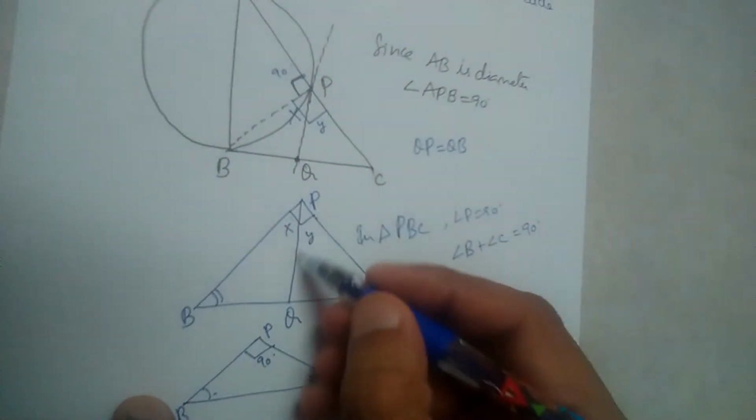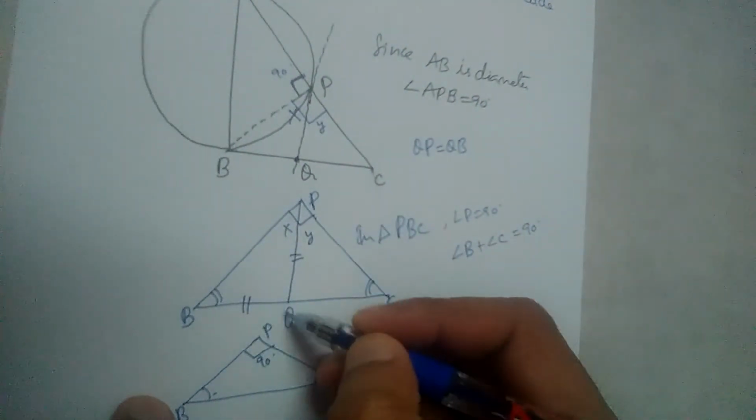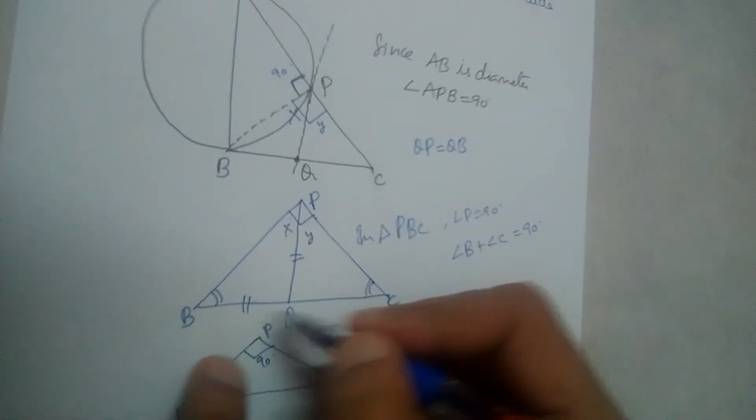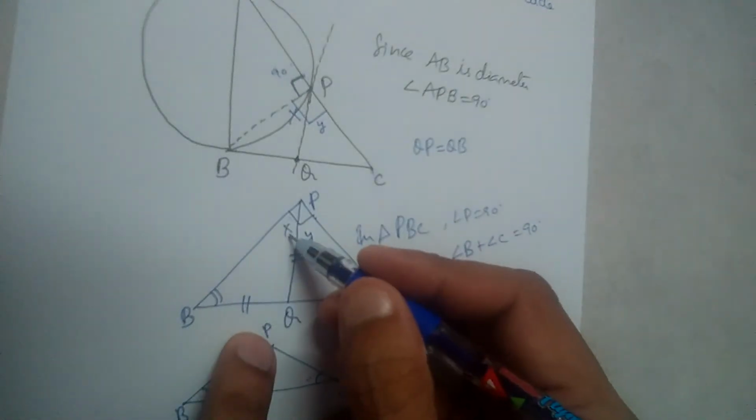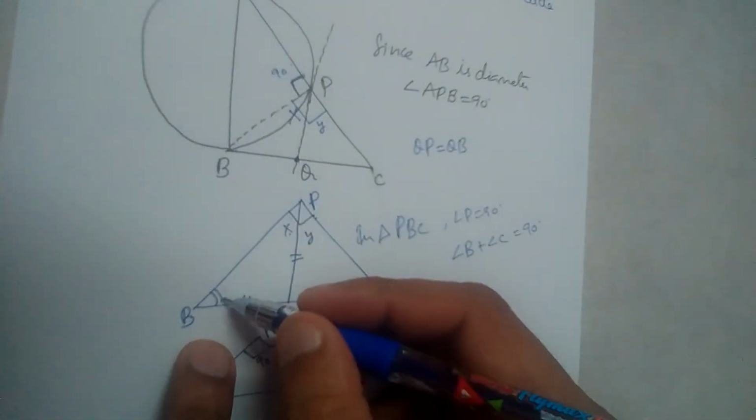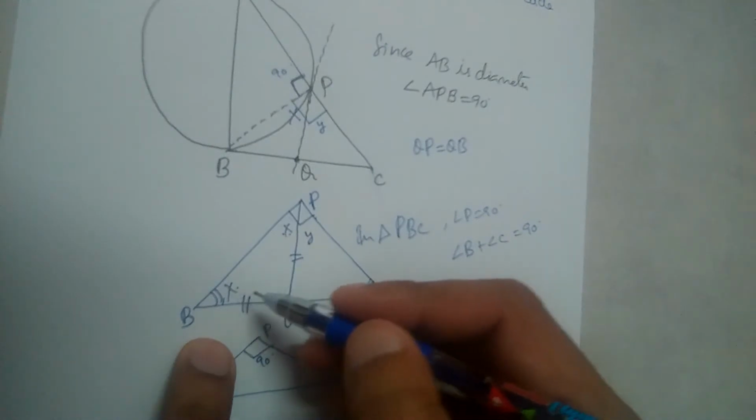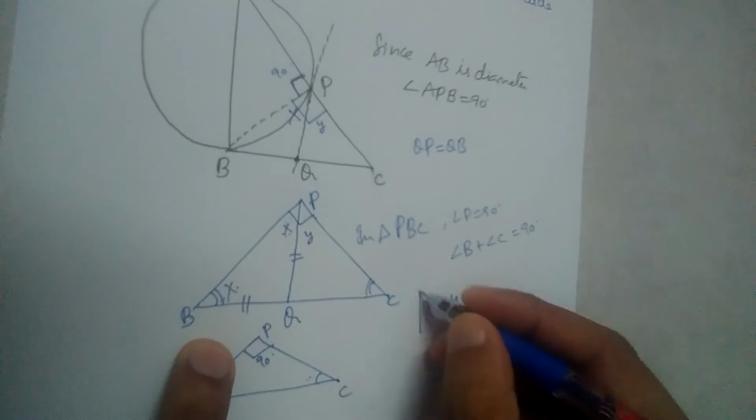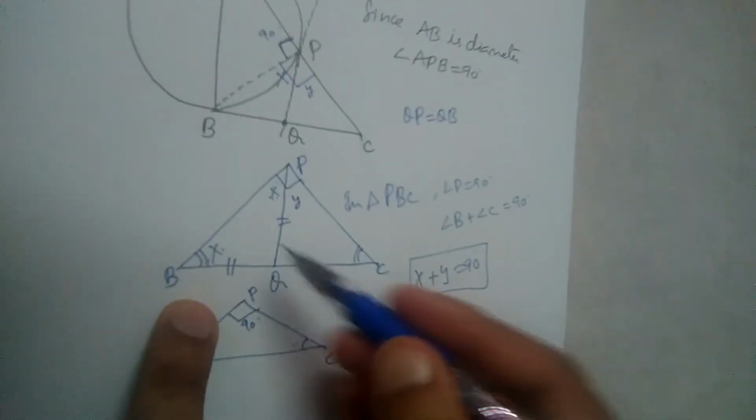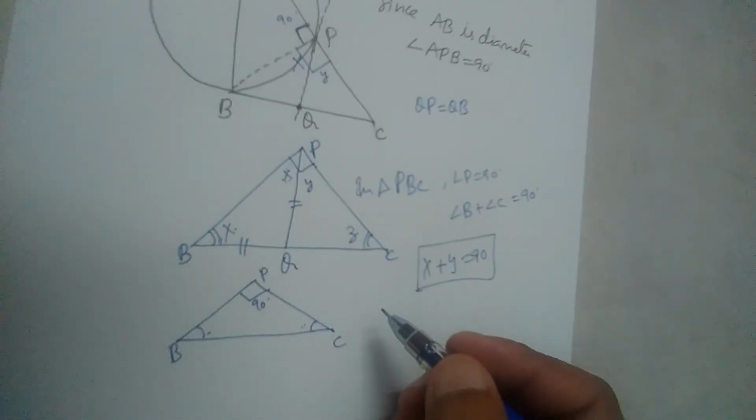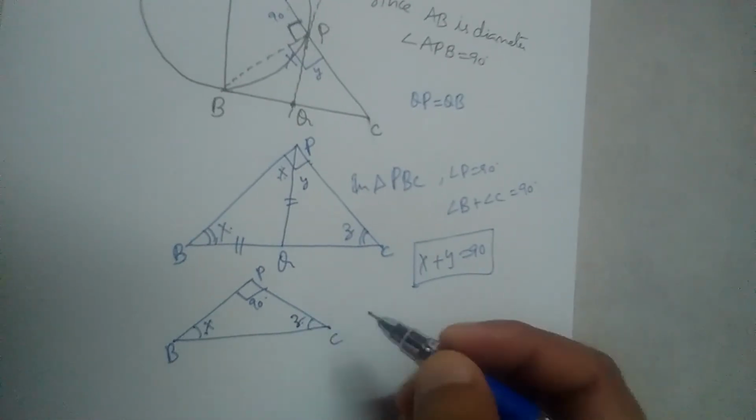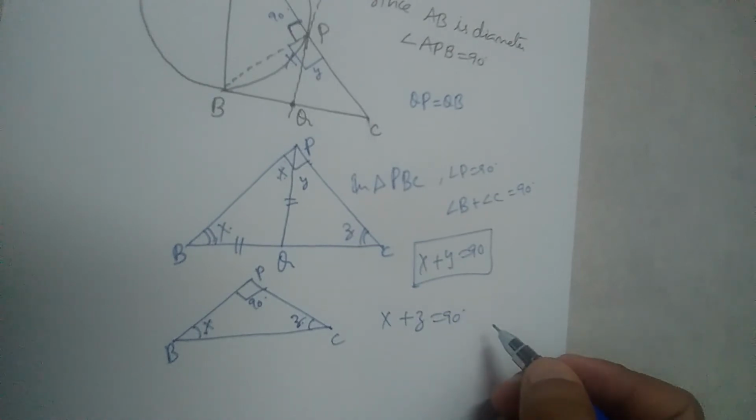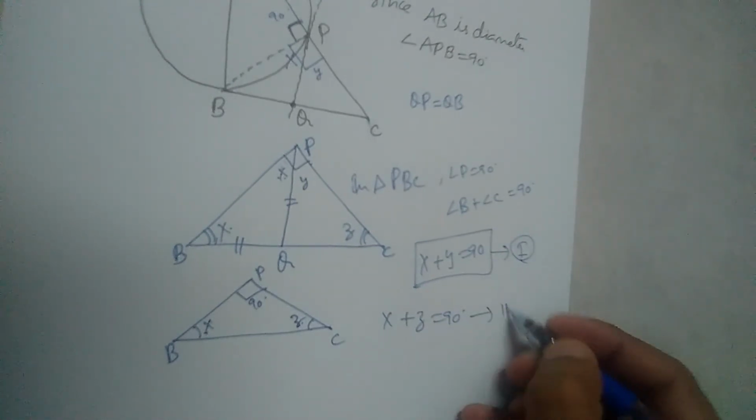So QP is equal to QB, which means their opposite angles will also be equal. Opposite angle of BQ is X. So opposite angle of PQ will also be X now. So this is X, this is X. This is X plus Y, 90. Let us write that X plus Y is equal to 90. Now let angle C be Z. Now we have X and Z. So from here we can write X plus Z is equal to 90 degrees, right? So we have two equations now, equation 1 and 2.